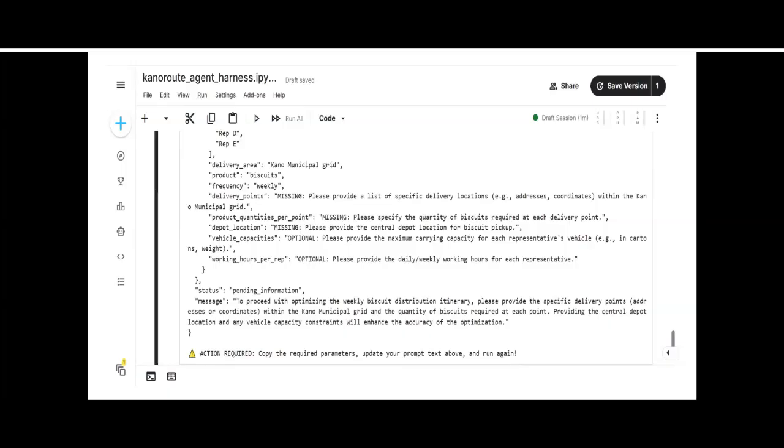If a supervisor inputs a vague text into our dashboard widget, let's say, for example, optimize weekly biscuit distribution itinerary for reps A through E inside Kano Municipal grid. Look at how the engine responds. Instead of hallucinating coordinates or crashing, the context-as-a-parameter guardrail catches the missing parameters. It returns a clean defensive JSON response, stating that information is pending, safely refusing to execute until specific market points are given.